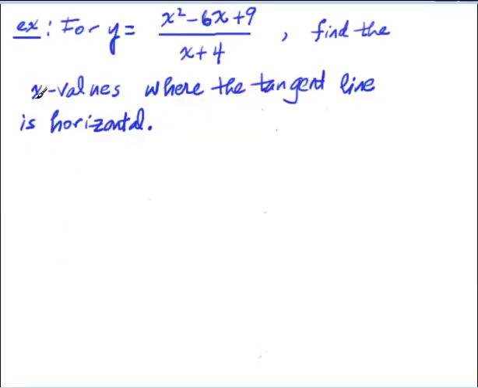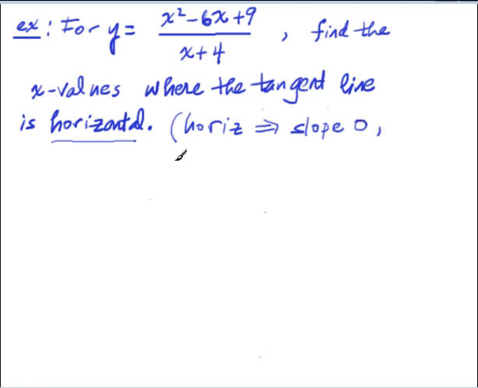Okay, let's look at this following problem. Here we have y equal to (x squared minus 6x plus 9) over (x plus 4). And we want to find the x values where the tangent line is horizontal. All right, so remember that horizontal means slope 0.